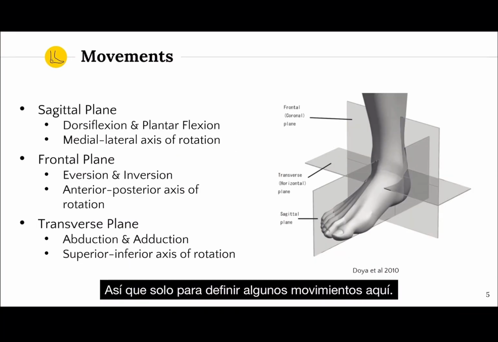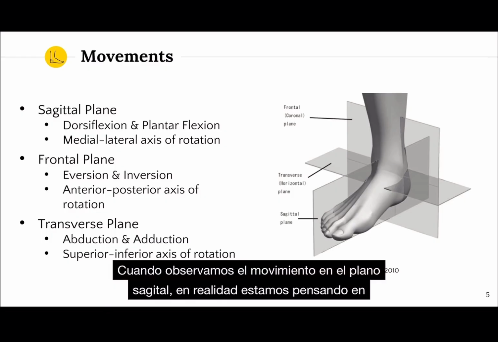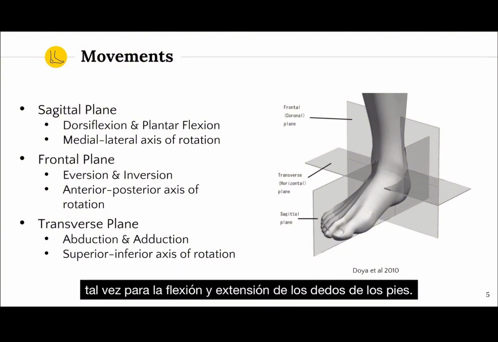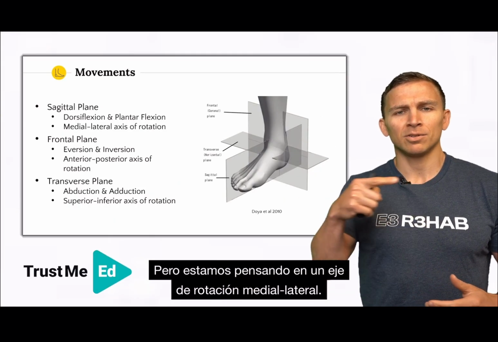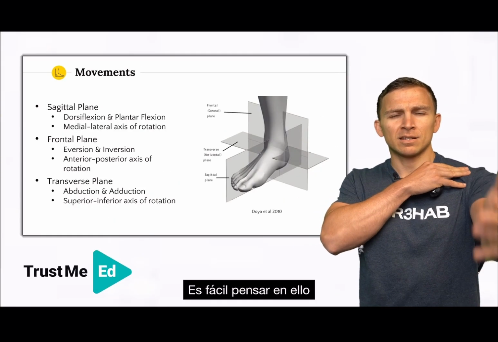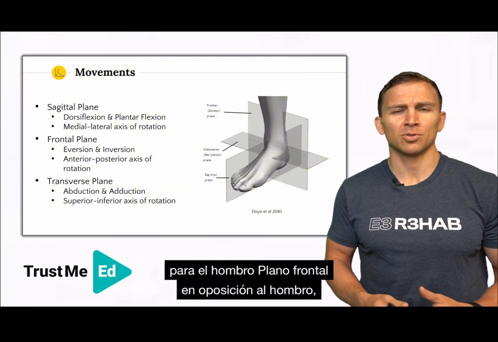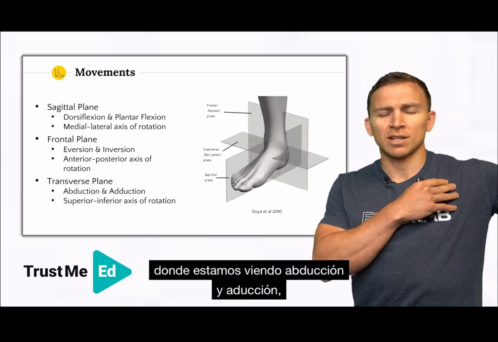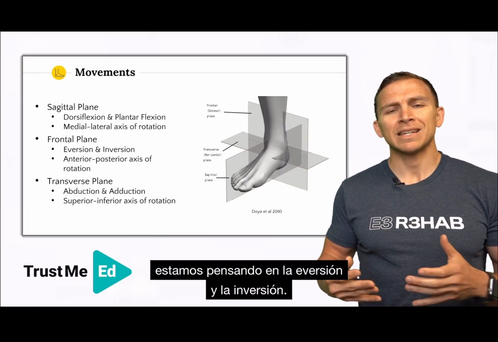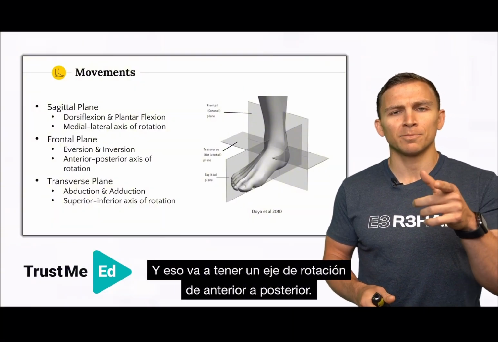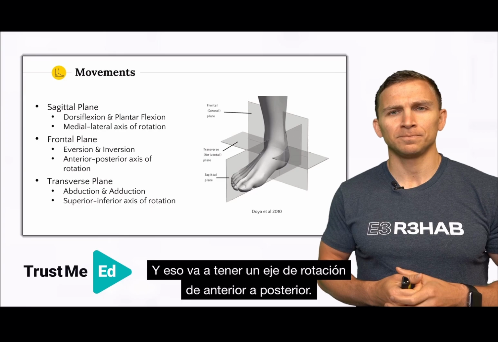So just to define some movements here, when we're looking at sagittal plane movement, we're really thinking about dorsiflexion and plantar flexion for the ankle, maybe for the toes, flexion and extension. But we're thinking about a mediolateral axis of rotation. It's easy to think about it for the shoulder. Frontal plane, as opposed to the shoulder, where we're looking at abduction and adduction, we're thinking about eversion and inversion. And that's going to have an anterior to posterior axis of rotation.